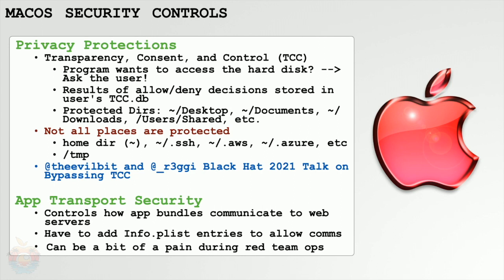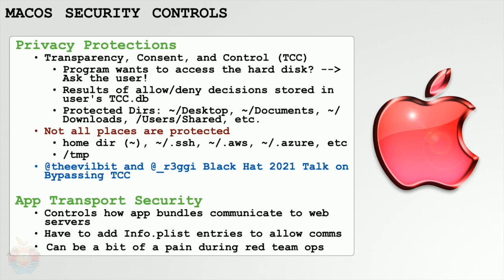Again, not every place is protected, so the user's base home directory is not protected. So you think about all the files you might have there with sensitive information or credentials, that's not protected. The user's SSH directory, AWS, Azure, where keys are stored, where you might be able to move laterally to cloud environments, that stuff's not protected by TCC.